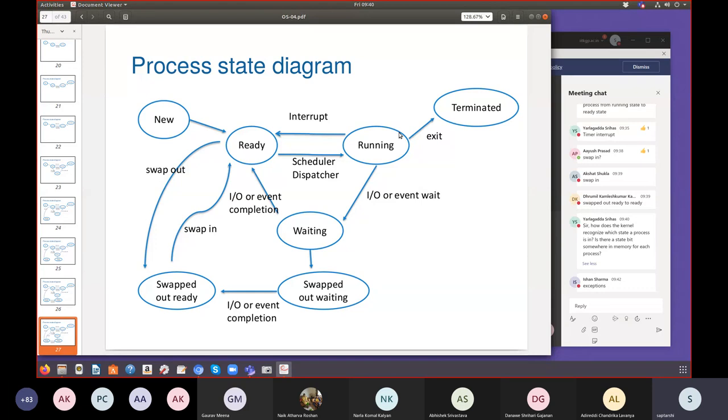So if I do a divide by 0 operation, or try to access some memory which was not allocated, then this process can be forced from the running state to the terminated state by the kernel, through a segmentation fault or something like that. So that is also there. What is shown in this picture is the voluntary mechanism like exit, and there is also this forcible mechanism where a kernel can force a process to go from running state to the terminated state.